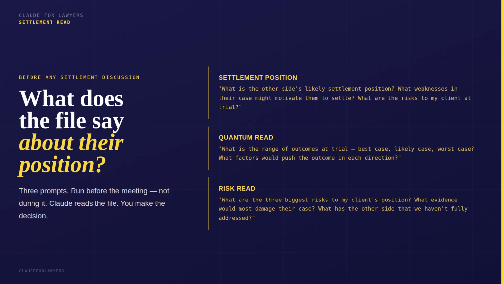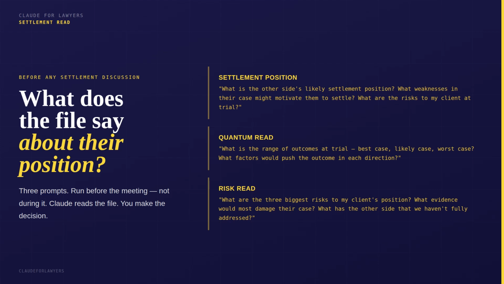Quantum read. Based on the documents, what is the range of outcomes at trial for my client? What is the best case, the likely case, and the worst case? What factors would push the outcome in each direction? Risk read. What are the 3 biggest risks to my client's position in this matter? What evidence would most damage their case? What has the other side that we haven't fully addressed?